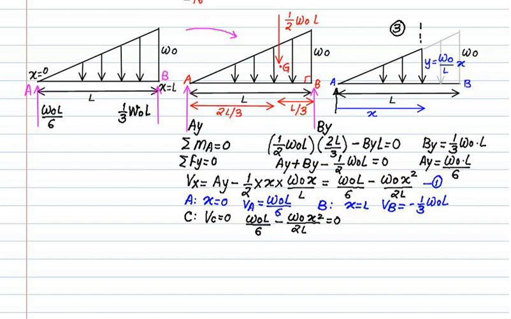So to find the value of point C, the shear force will be equal to 0. Substitute in equation 1, the right hand side equals to 0. So W0 L by 6 minus W0 x square by 2L equals to 0.